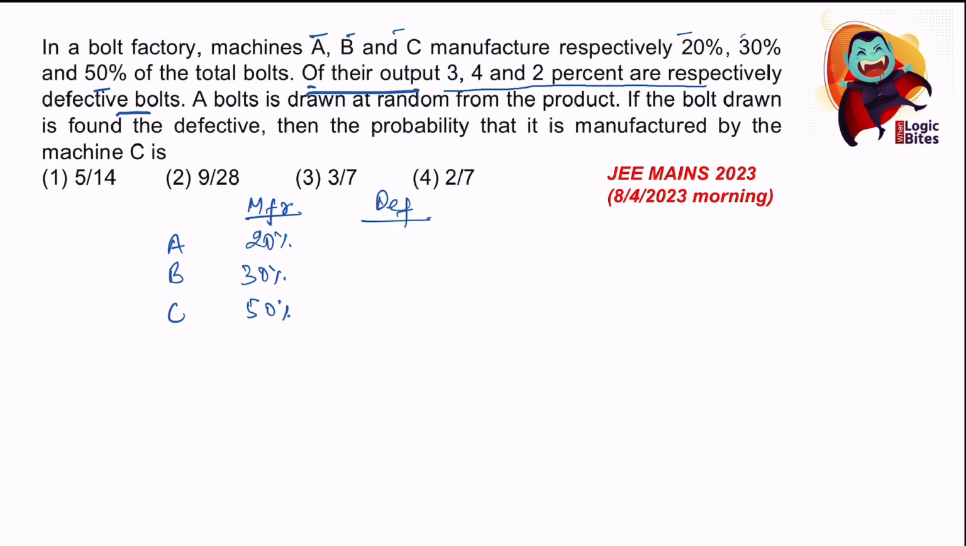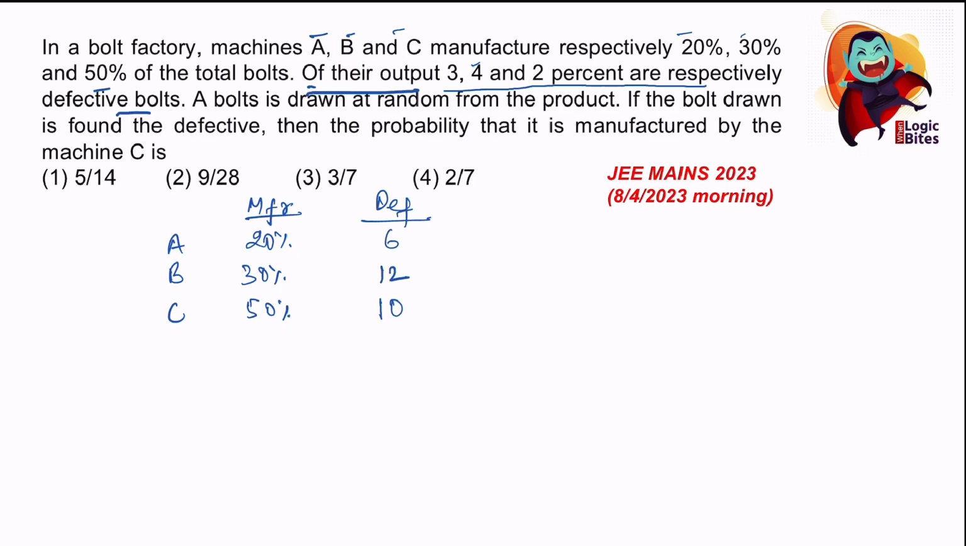So 3% of 20 will be roughly 0.6. We will consider this as 6 for simplicity, because ultimately the probability is going to be a ratio only, and if all the decimals are ignored in the same range, it will not affect our answer. Then for the second case, the defective ones are 4%. So 4% of 30 we can write as 12, and 2% of 50 we can again write like 10. Now a bolt is drawn at random from the product.